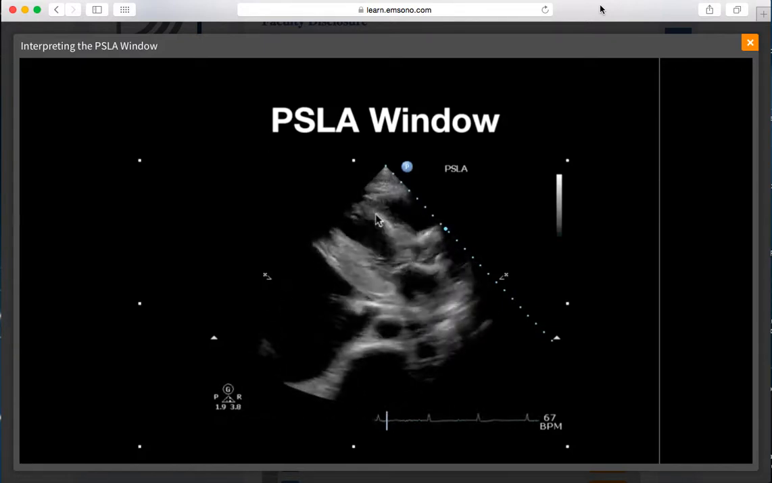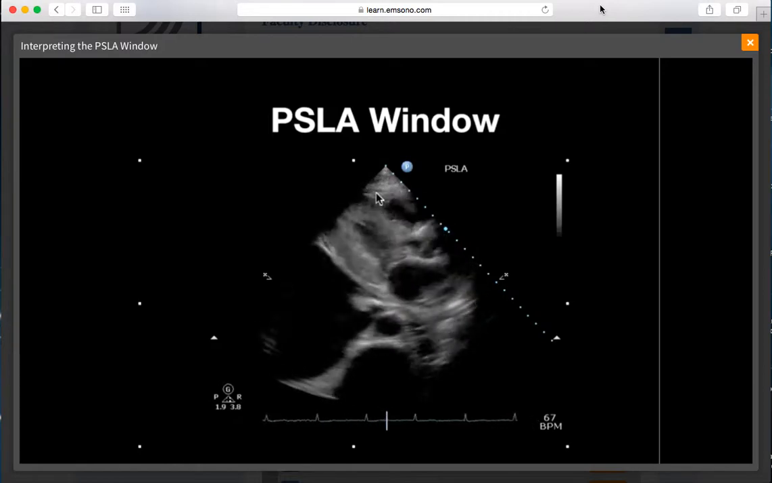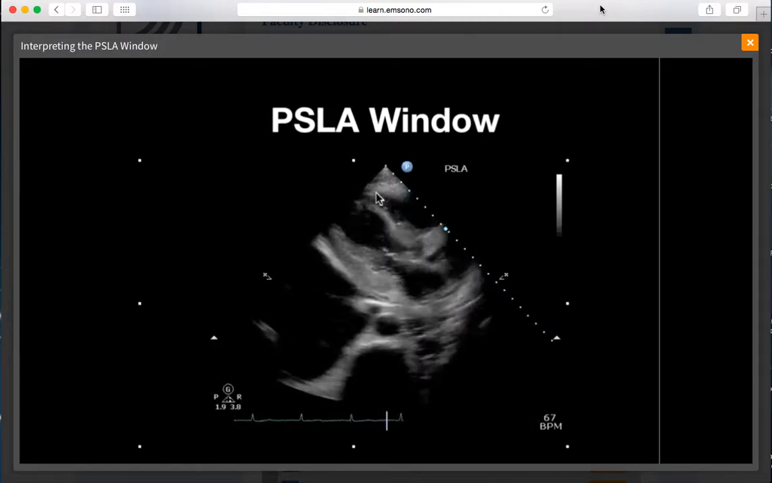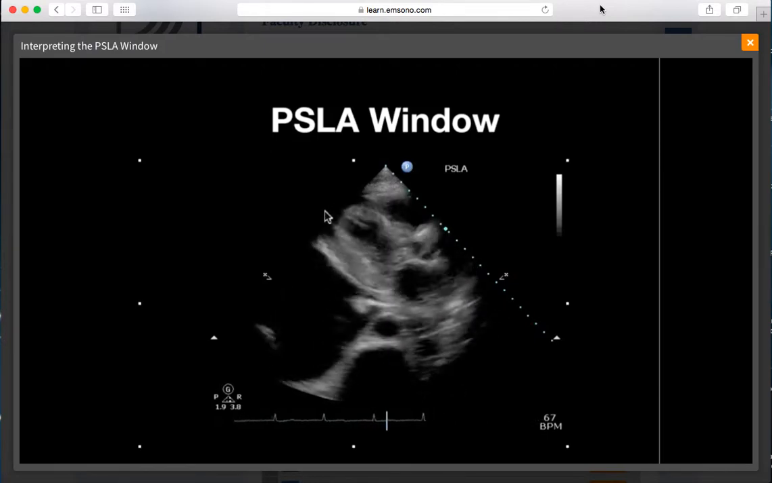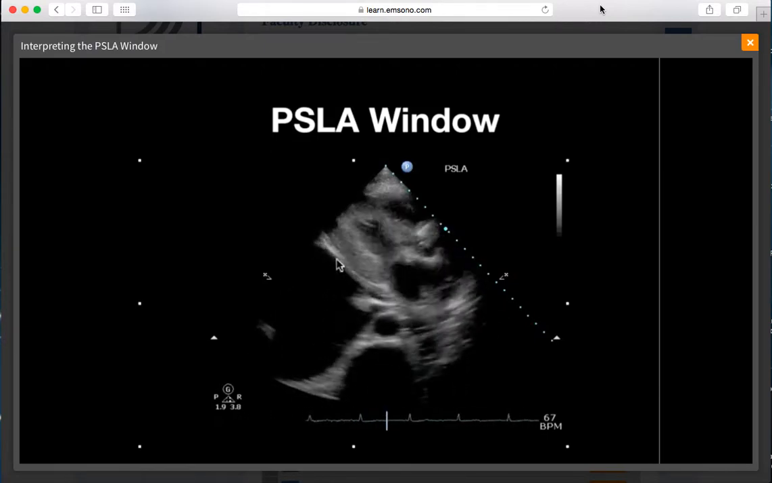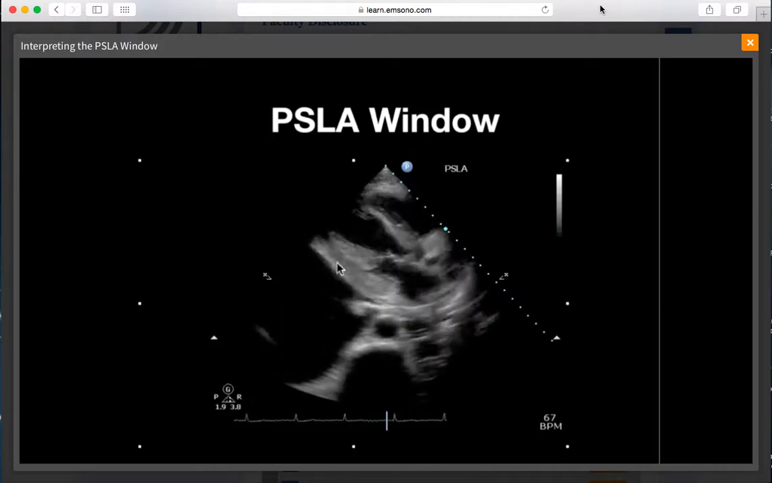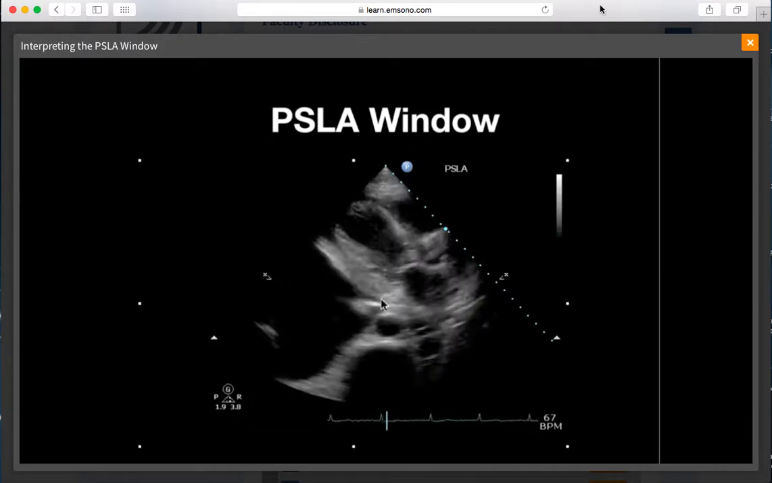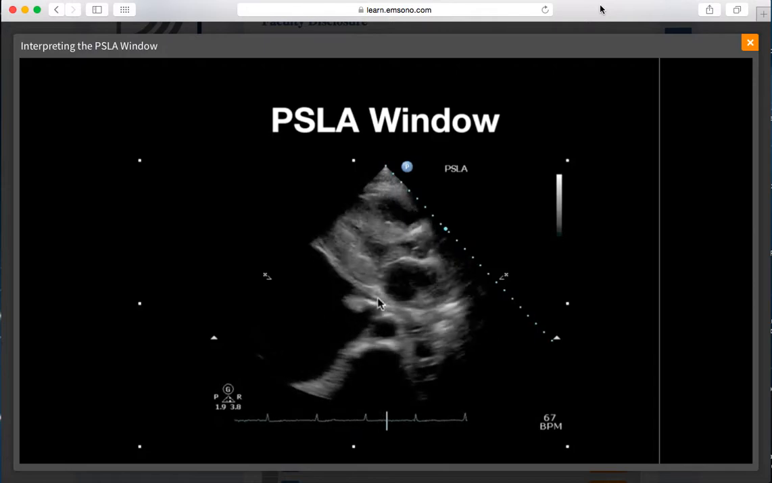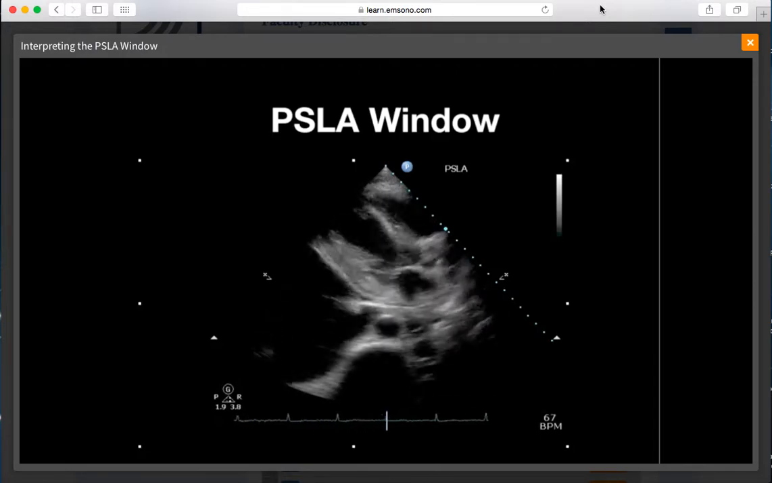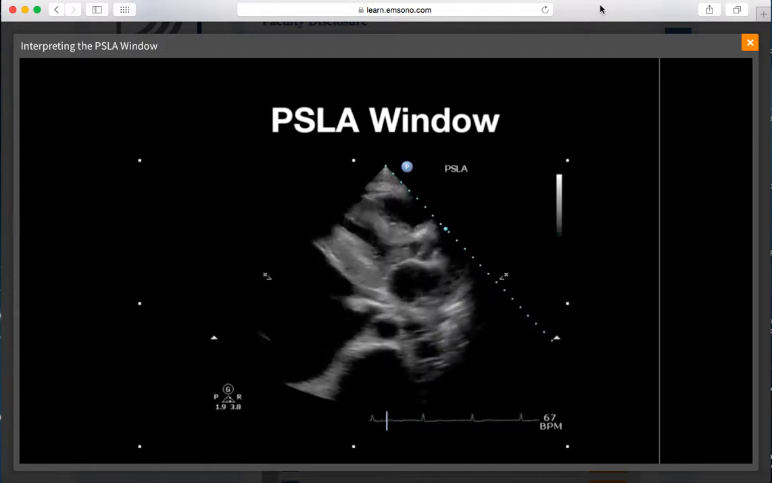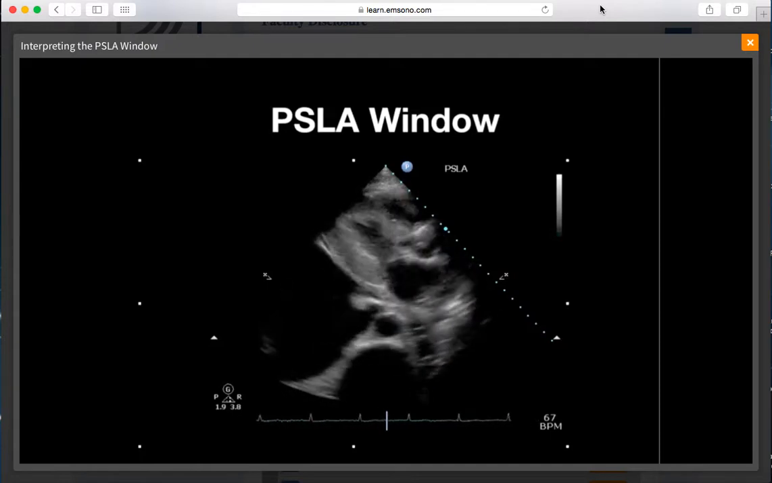But if you take a look, there's also a more subtle fluid collection. You can see anterior to the right ventricle that there's a very small anechoic stripe that extends around here. It's predominantly seen in systole, but it extends anterior to the descending aorta. So this patient also has a very small pericardial effusion in addition to the large left pleural effusion.